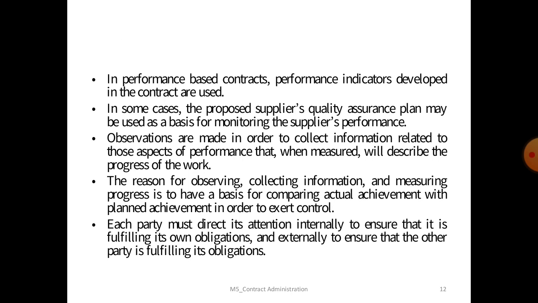So in a performance-based contract, performance indicators developed in the contract are used. In some cases, the proposed supplier's quality assurance plan may be used as a basis for monitoring the supplier's performance. So observations are made in order to collect information related to those aspects of performance that will, when measured, describe the progress of the work.